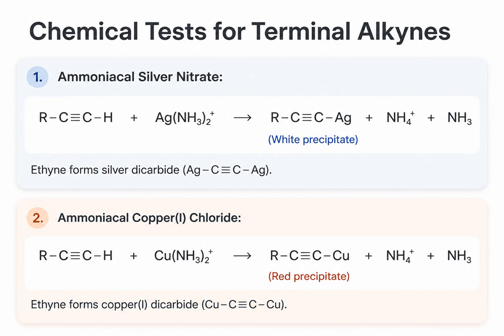If you add ammoniacal silver nitrate to a terminal alkyne, a white precipitate of silver alkynide forms. Alternatively, adding ammoniacal copper(I) chloride yields a distinct red precipitate of copper(I) alkynide. Ethyne, having two terminal protons, will form dicarbide precipitates in both cases. These tests easily distinguish terminal alkynes from internal alkynes and alkenes.